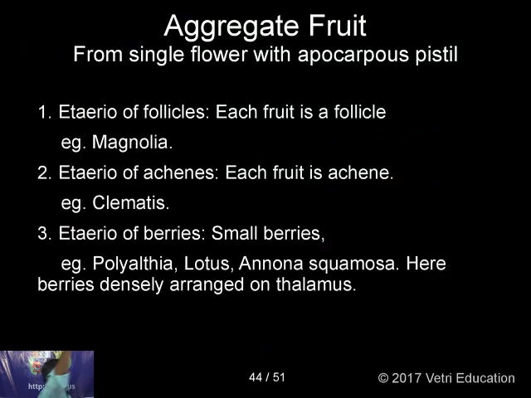Next we have the aggregate fruits. The aggregate fruits develop from the apocarpous ovary of a single flower. They resemble drupes, follicles, or berries. So there is a bunch of fruits, that is called aggregate fruit. An etaerio of follicles, example Magnolia; a bunch of achenes, Clematis; a bunch of berries, that you can find in Polyalthia. These are densely arranged on the thalamus.